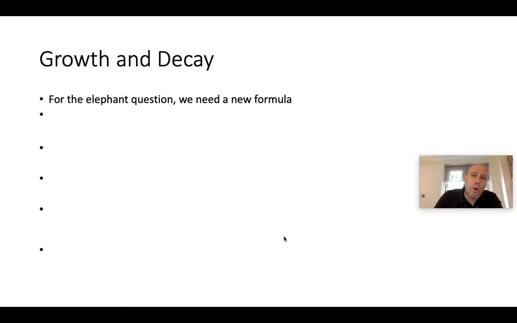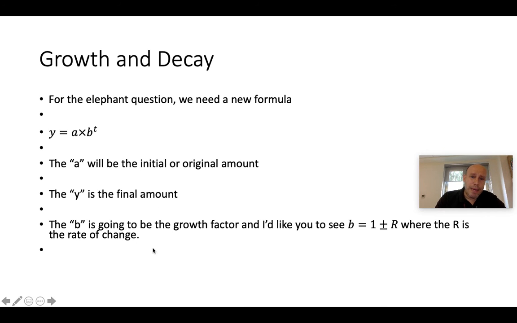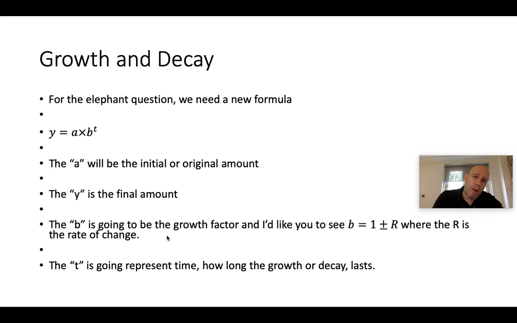So for the elephant question, we need a new formula. Y equals A times B to the T, right? So the A will be the initial or the original amount. Y is the final amount. B is going to be the growth factor, and I'd like you to see B as equaling 1 plus or minus R, where R is the rate of change. And T is going to represent time, how long the growth or decay lasts.